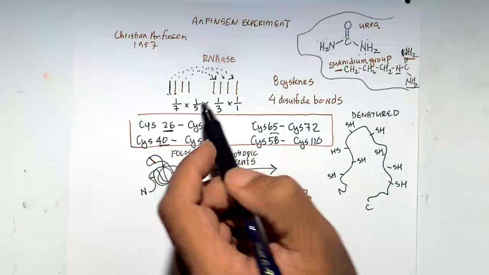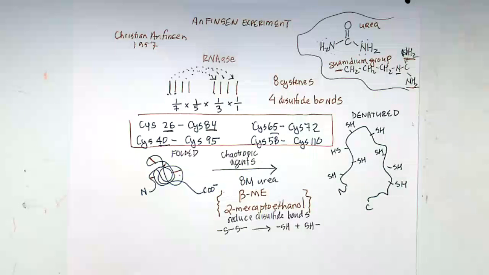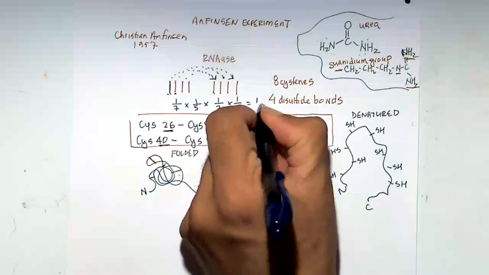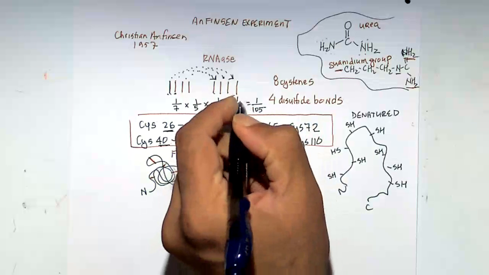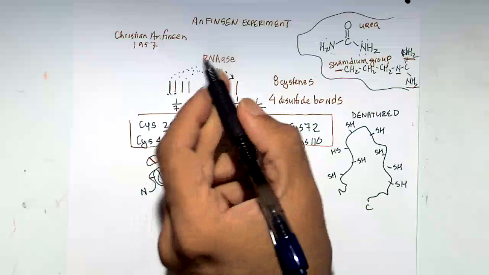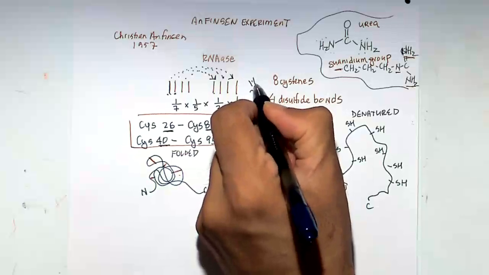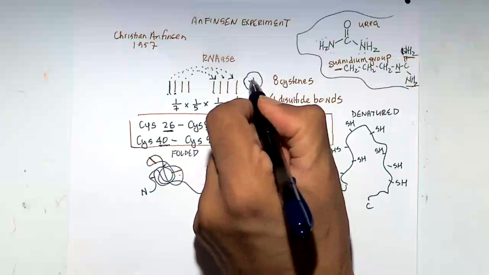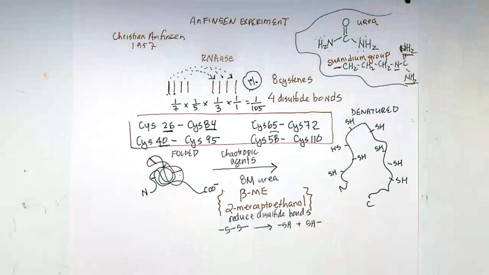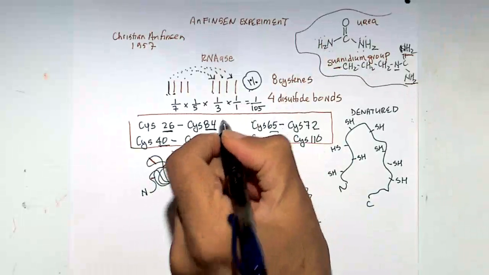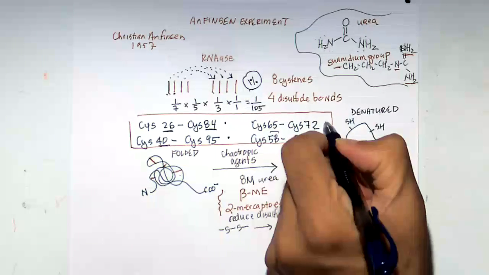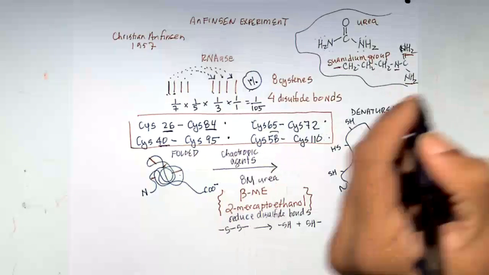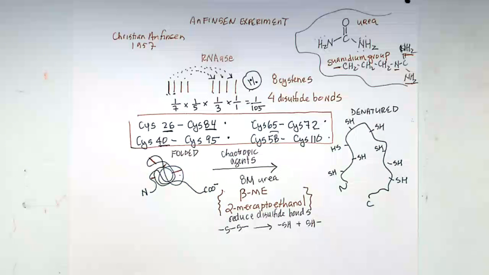1 times 7, 1 over 7 times 1 over 5 times 1 over 3 times 1 is 1 over 105, which is, and I remember you saying this, 1%. So we expect 1% of RNase to find its correct partners: 26 to 84, 40 to 95, 65 to 72, 58 to 110. We expect 1% of RNase, just based on Stat 101, to be correctly folded.